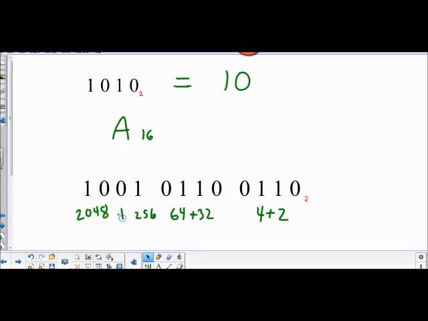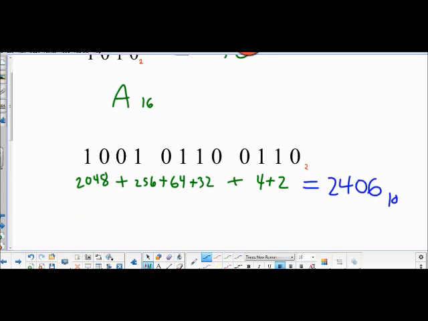Would be one of those. So if we want the decimal version of this, we would add those places together. Let's go this way, it's probably easier: 2048, I'm going to add these together. If we put the place values from base 2, 2048's place, 256's place, 64s, 32s, 4s, and 2s, this adds up to be 2406 in base 10.